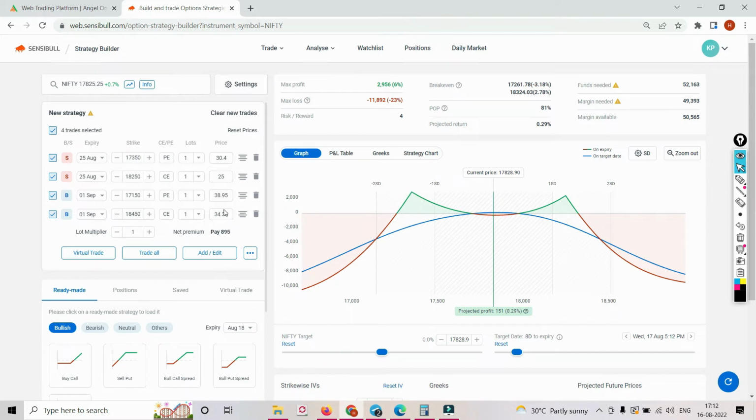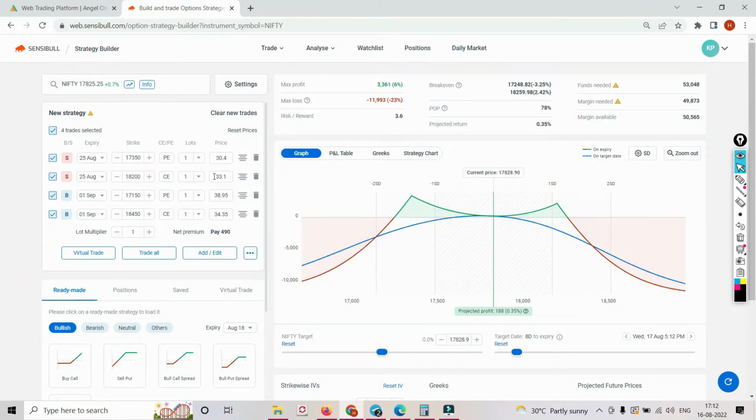This looks perfect for me, right? We are giving additional how much? 10 rupees, 9 or 10 rupees. But let me do one thing. Let me go for 33 rupees. Okay, let me go for 33 rupees now. So 18,200. Let's balance the premium.